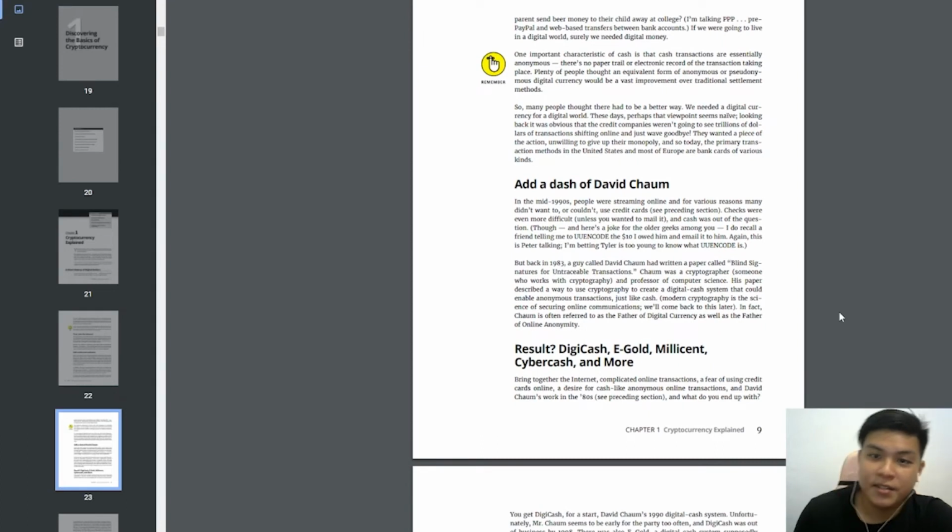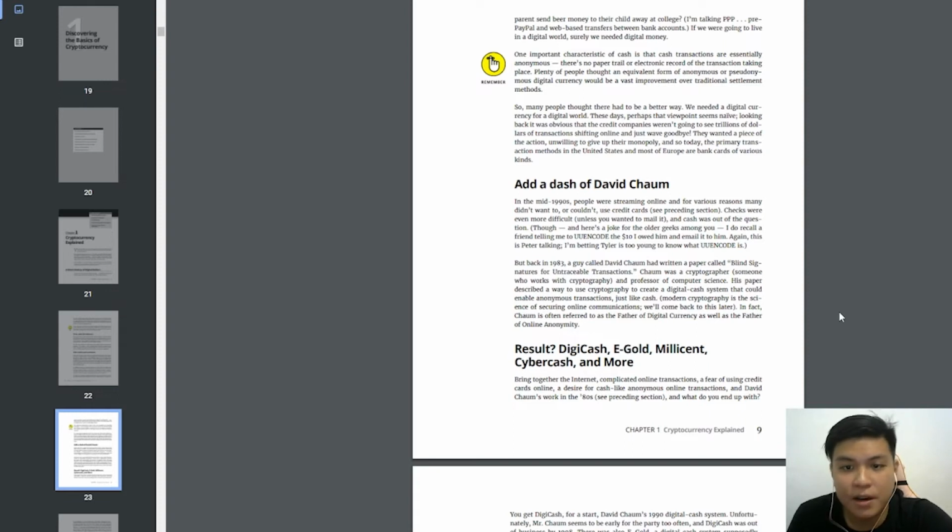One important characteristic of cash is that cash transactions are essentially anonymous. There's no paper trail or electronic record of transactions taking place. Plenty of people thought that an equivalent form of anonymous or pseudonymous digital currency would be a vast improvement over traditional settlement methods. So, many people thought there had to be a better way. We needed a digital currency for a digital world. These days, perhaps, that viewpoint seems naive.